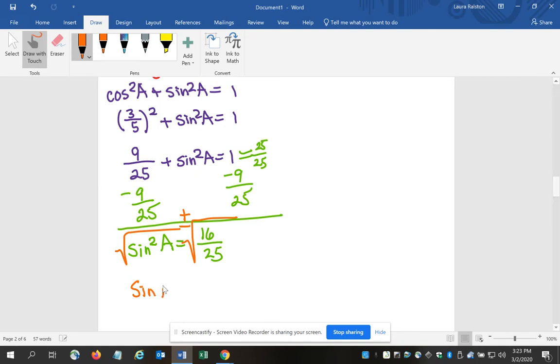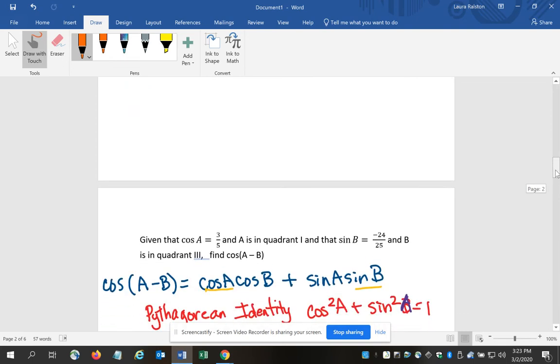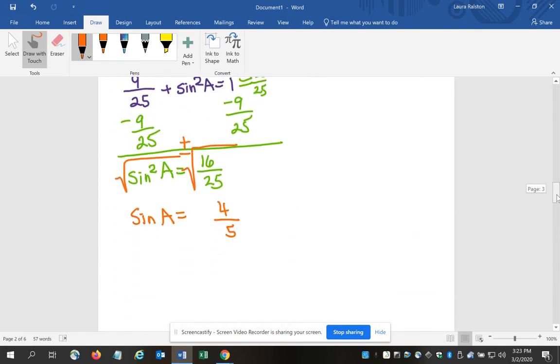So the sine of angle A equals square root of 16 is 4, square root of 25 is 5, thinking about whether it's positive or negative. Angle A, we're told, is in quadrant 1. In quadrant 1, both your cosine and your sine are positive. So sine of A is 4/5.